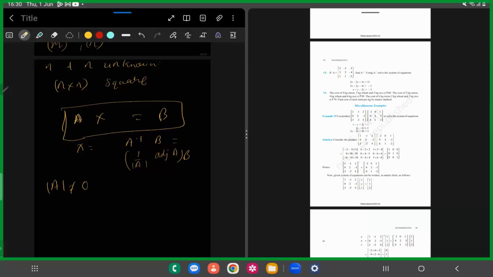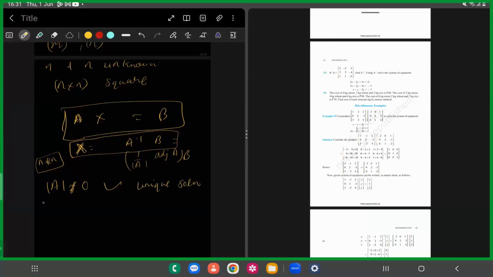Let's say we have determinant of A not equal to 0. In that case, if our equation is an n by n perfect square matrix, then we can find its inverse. And if we can find the inverse of this matrix, then definitely we can also find the unknown terms. We just have to multiply A inverse on both sides, and we'll get our unknown matrix. So this is the case when we'll get a unique solution.